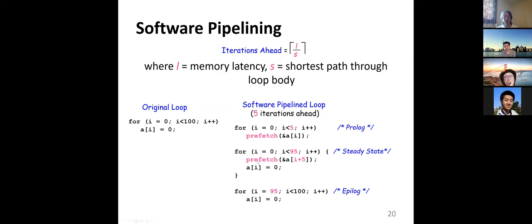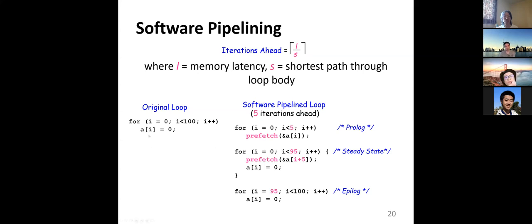And as I execute loop iterations, I also keep prefetching, but not the next element; I prefetch 5 in advance. So by the time I reach iteration 6, I already have A6 fetched. And then there's an epilogue, because by iteration 95 we've already prefetched all the elements: 95 plus 5 is 100. So the epilogue just executes the last 5 iterations of the loop without any prefetches, because everything needed has already been fetched. That's what it does.